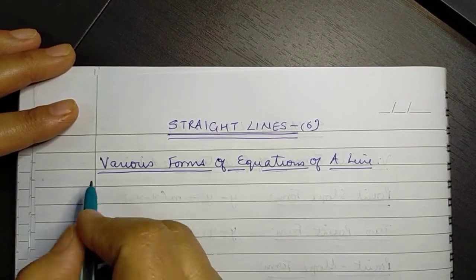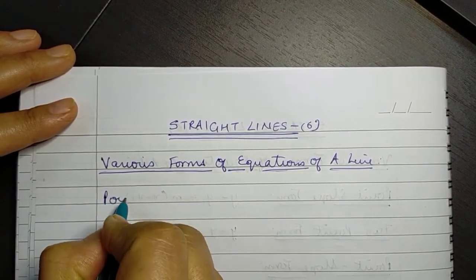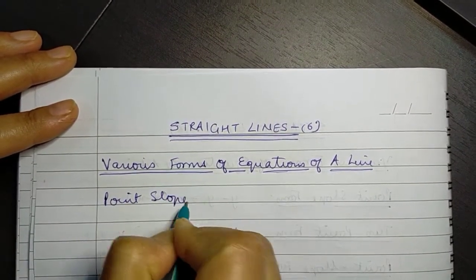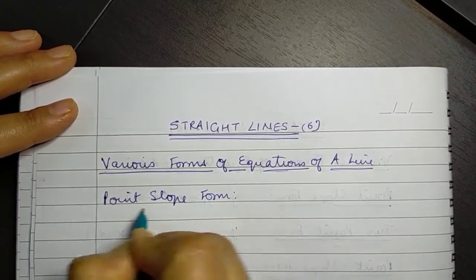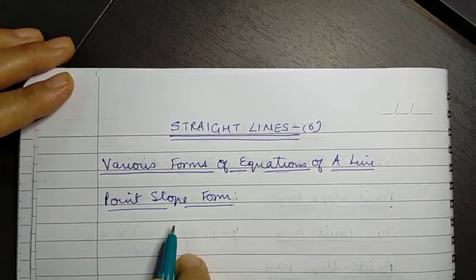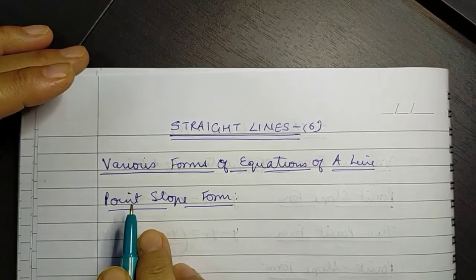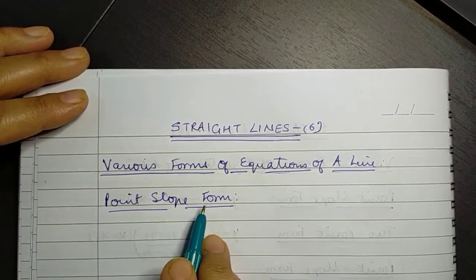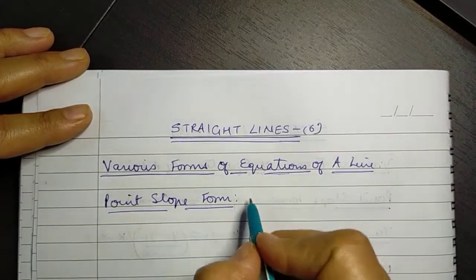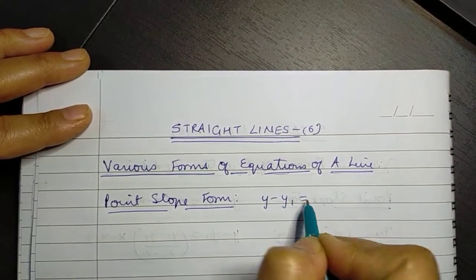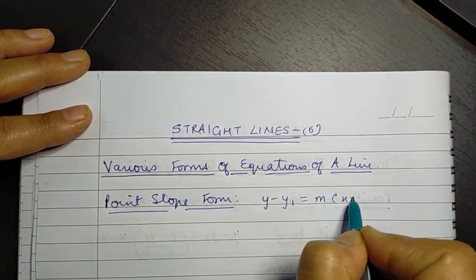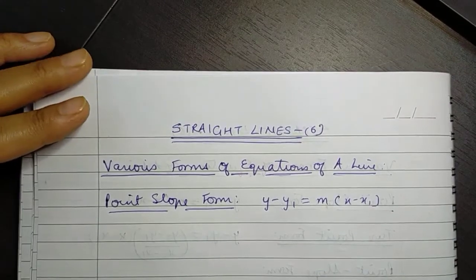The first one was the point slope form, in which we were given one point lying on the line and the slope of the line. The equation was y minus y1 equal to m times x minus x1.